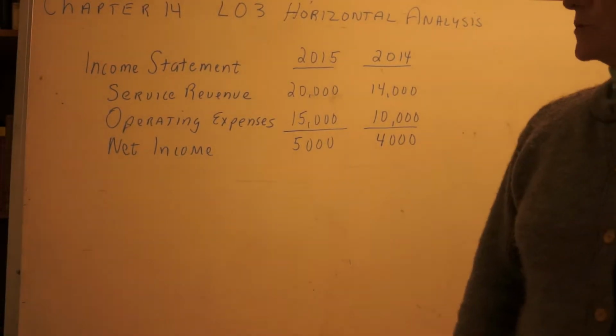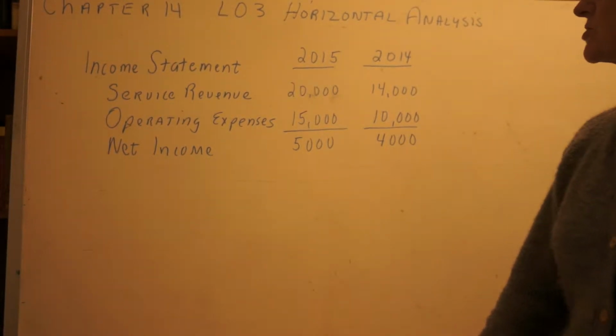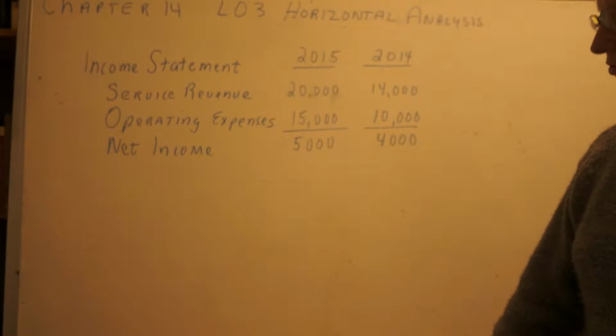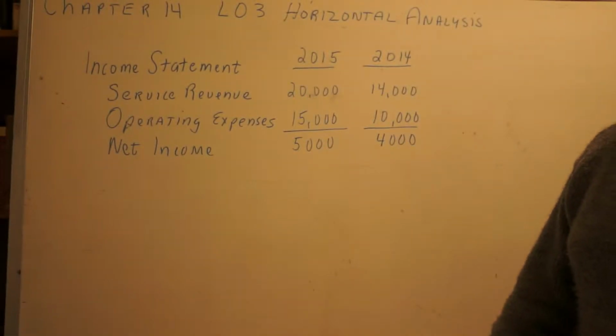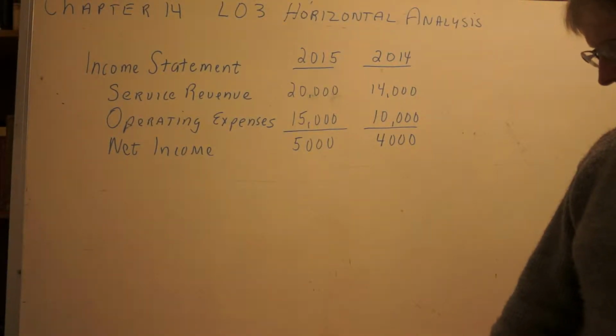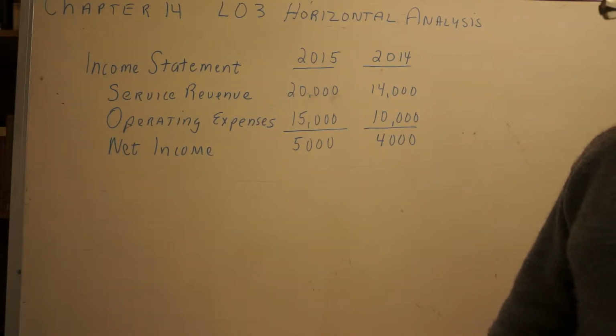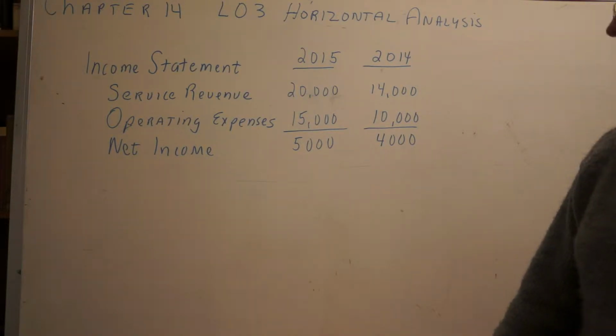So this is the first tool of financial analysis, the horizontal analysis, also called trend analysis. I'm showing it here on the income statement, but it can also be done on the balance sheet or the retained earnings statement. And when we're looking at the raw numbers for the 2 years, we really can't tell a whole lot about how the company's doing.